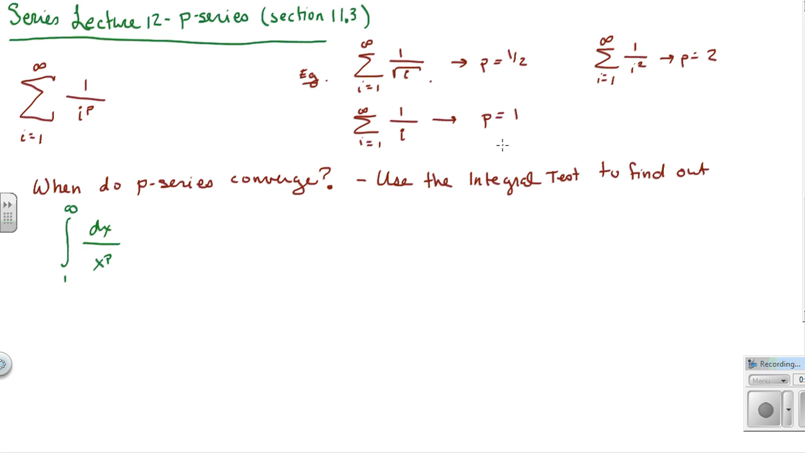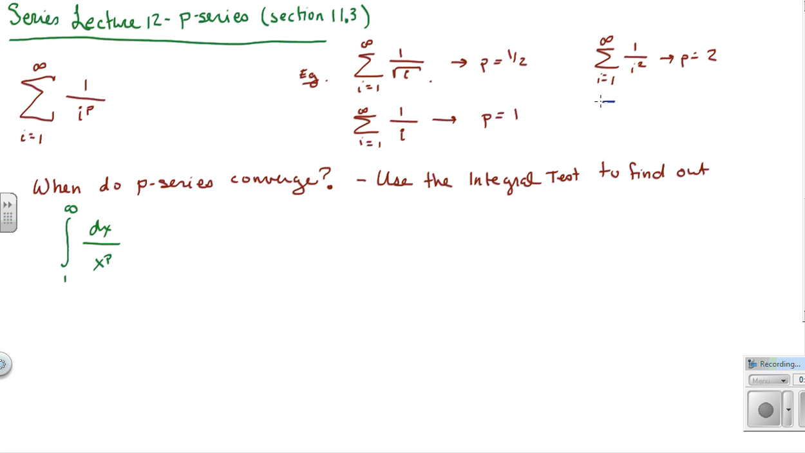What I've drawn up here, the sum i equals 1 to infinity of 1 over i to the p, is called a p-series. So we've got a few examples here. The first one, the sum i equals 1 to infinity of 1 over the square root of i. In that one, p is equal to 1/2. The p-series is the power of the i. This other one over here is the sum i equals 1 to infinity of 1 over i squared, and in that one p is equal to 2.